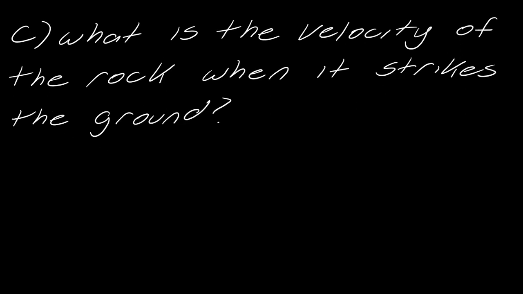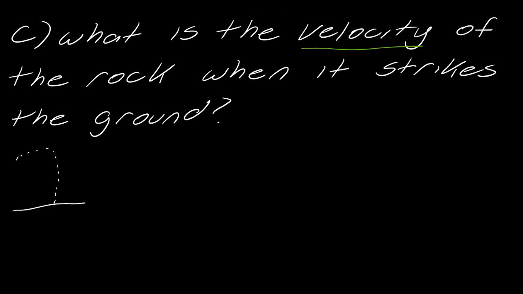Okay, so now C, what is the velocity of the rock when it strikes the ground? Okay, so once again, returning to our little picture here. We're talking about when the rock hits the ground, but velocity has to do with the first derivative of our function. However, velocity is not going to have anything to do with hitting the ground. Velocity has everything to do with speed.